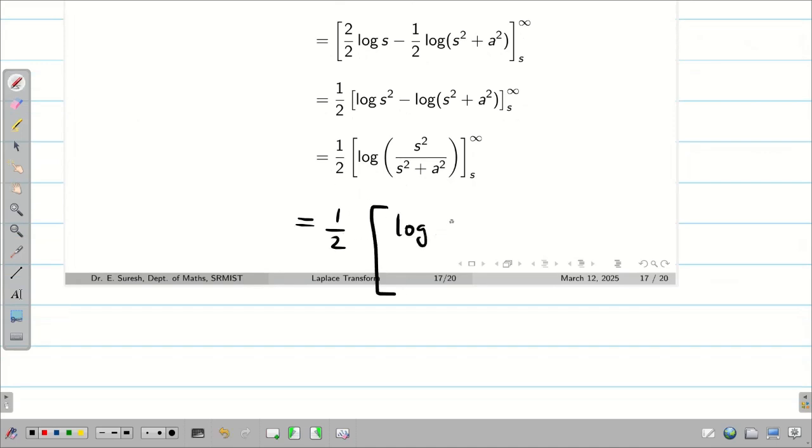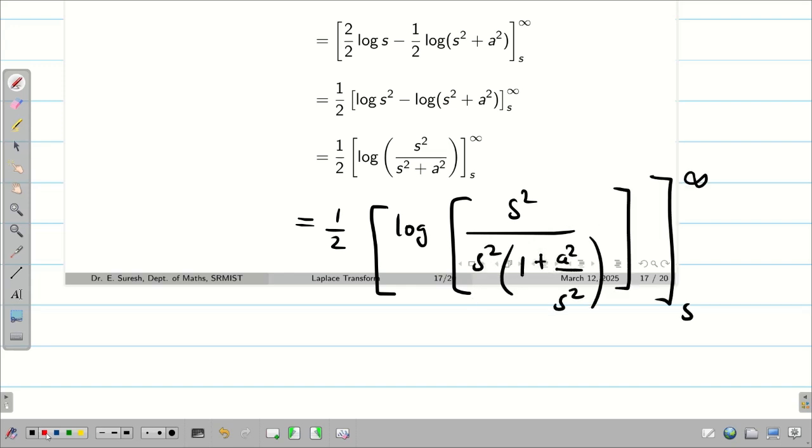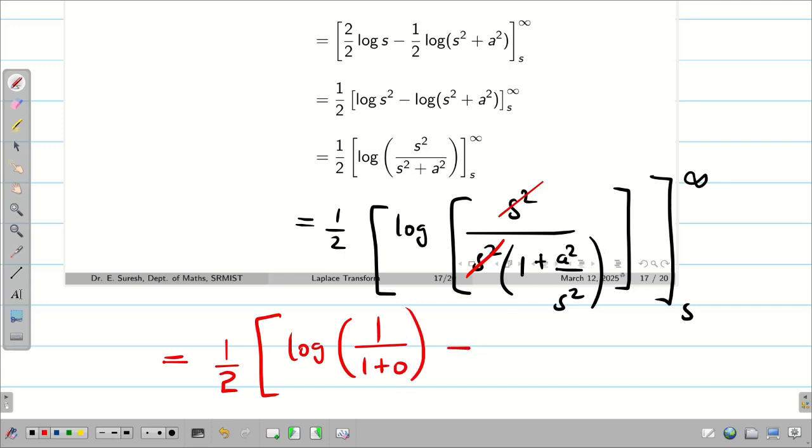Now I will take s square from the denominator. We get 1 plus a square by s square. So s square gets cancelled. When you apply the upper limit, you get log 1 by 1 plus 0. When you go for the lower limit, I can retain this same because s is replaced by s. So it will give the same answer, log s square divided by s square plus a square.